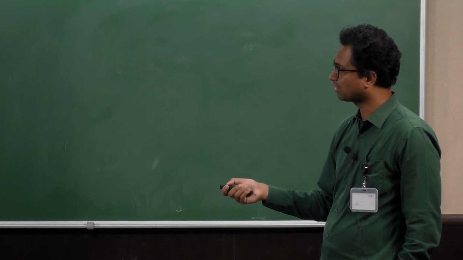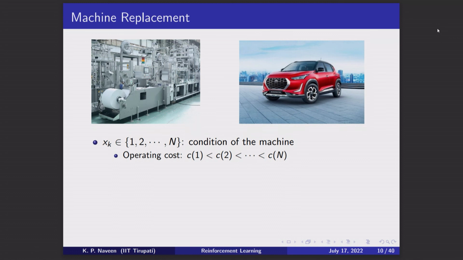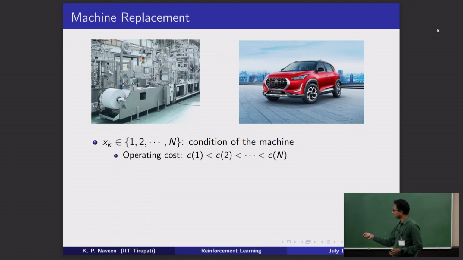And now there is an operating cost. Let's say state 1 is a perfectly good condition, so you just got your car out of service, or it's a new car. It's in very good condition, so the operating cost is low. And let's say capital N is the worst condition or the breakdown condition. The car is completely broken down, so the operating cost is very high. Suppose your car breaks down, you have to tow it to the service center, so there is a huge cost here. In between there may be so many other states.